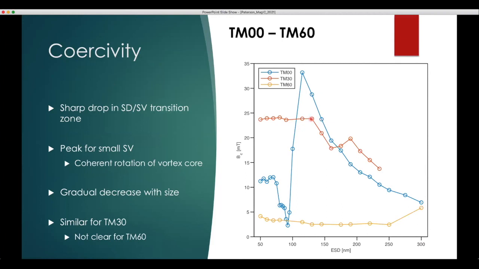So for TM30 at around 145 nanometers, we get this drop in the coercivity. And then we start to get a slight pickup towards 200 nanometers, where we then move into the single vortex range. So although we don't really see much in the way of changes in remanence, coercivity drops in the transition zone for magnetite and TM30. It's not so clear for TM60, where the transition zone should be somewhere around 175 to about 200 or so nanometers. But the coercivity of TM60 is very low because of its low magnetocrystalline anisotropy.